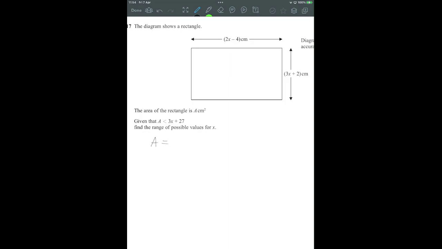Let's work out the area of this rectangle. The area of a rectangle is base times height, so let's do exactly that. Let's take the base and let's take the height, and multiply them together. Let's simplify by expanding them out. We get 6x squared minus 12x plus 4x minus 8. Simplify further, and we have the area given as so. But we were told that that area was less than 3x plus 27.